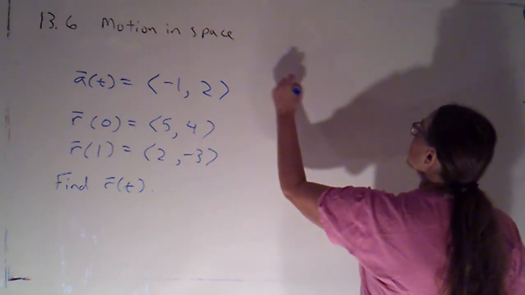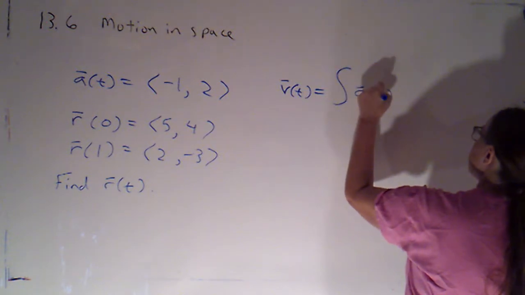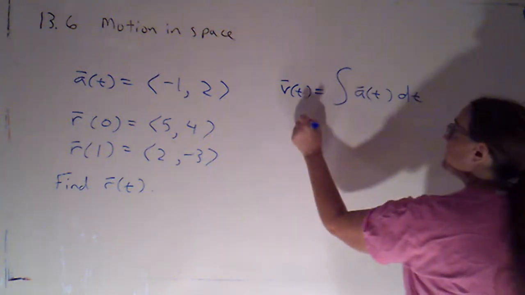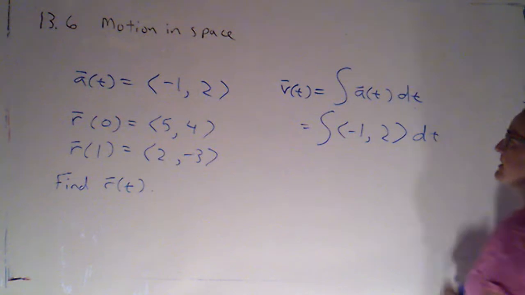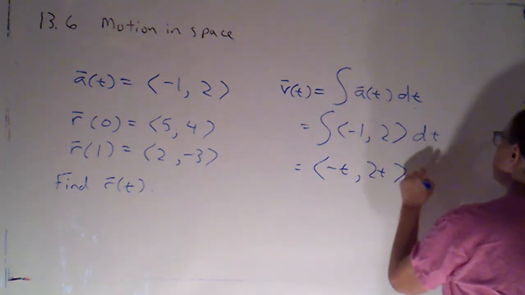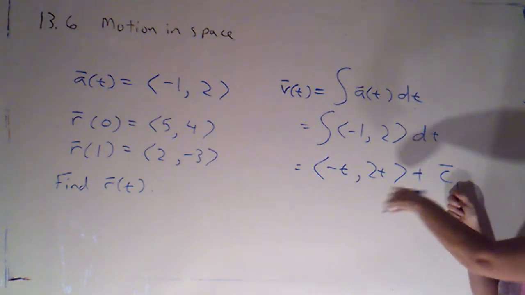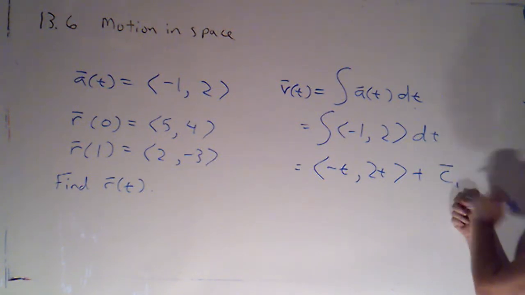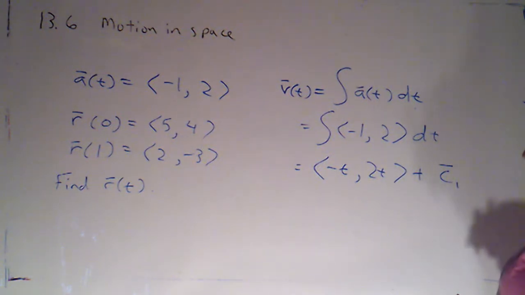So I would say the velocity is an antiderivative of the acceleration, because acceleration is just the derivative of velocity. So we're going to be integrating ⟨-1, 2⟩ with respect to t. That's going to give me ⟨-t, 2t⟩ plus c1. I know I'm going to be integrating a second time, so I'm just going to automatically call my constant of integration here, which you'll notice is a vector, c1 rather than just c.